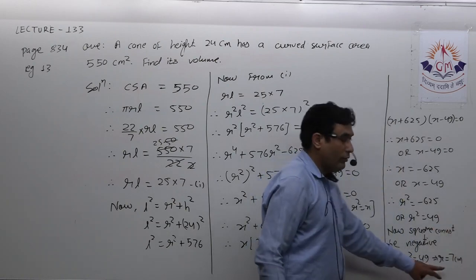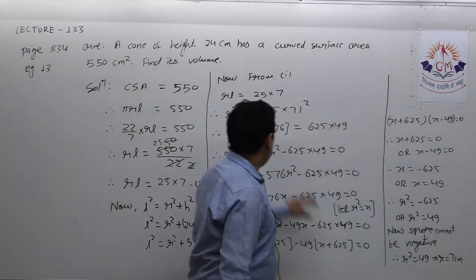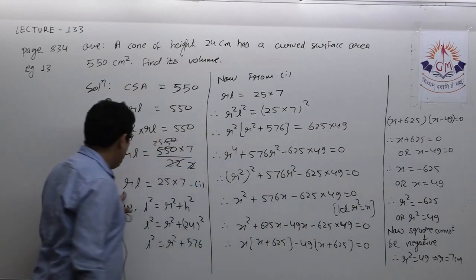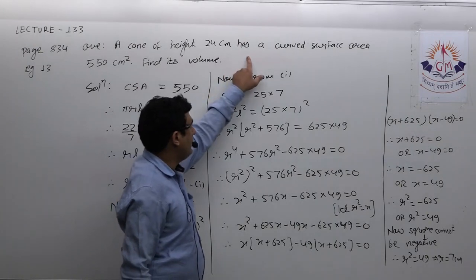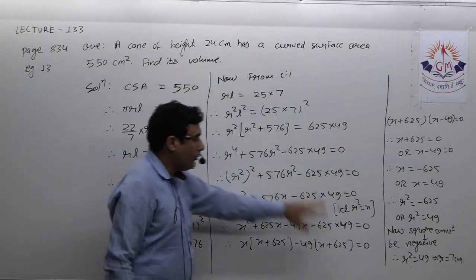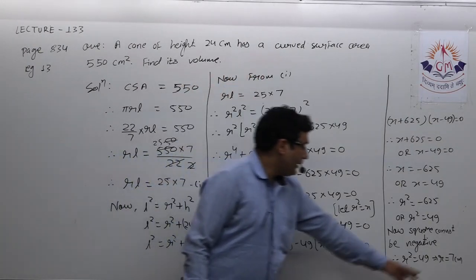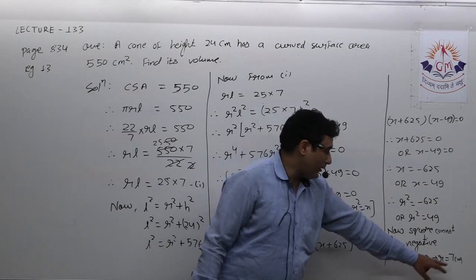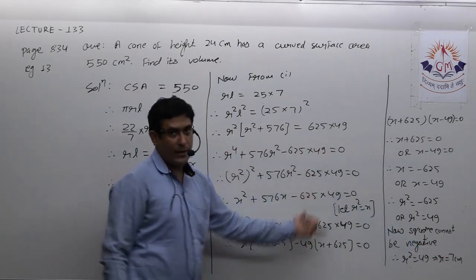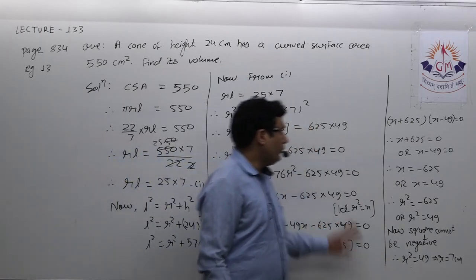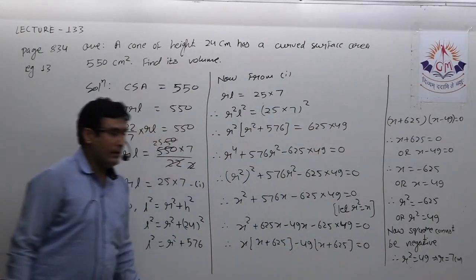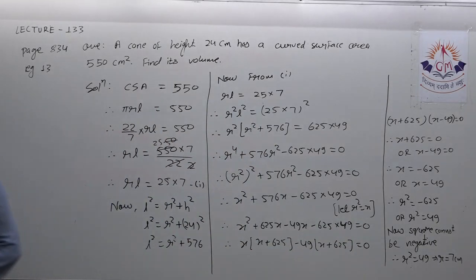So here we got the value of r. Now if you put this value of r either here or here, I will get the value of L. But I have to find the volume, so no need to find L. Volume is 1 by 3 pi r square h. For that we need r and h. H is already given, r is 7. So note it down up to this point, then you will see how to get the volume.